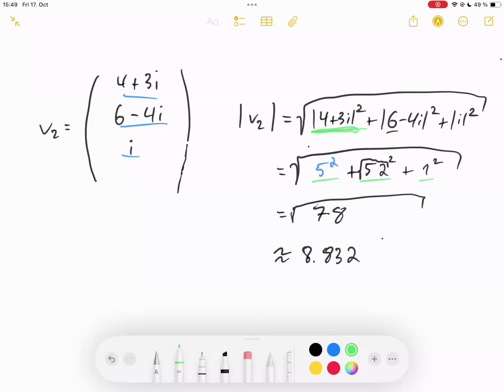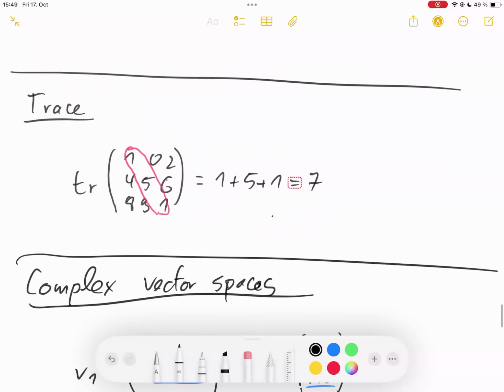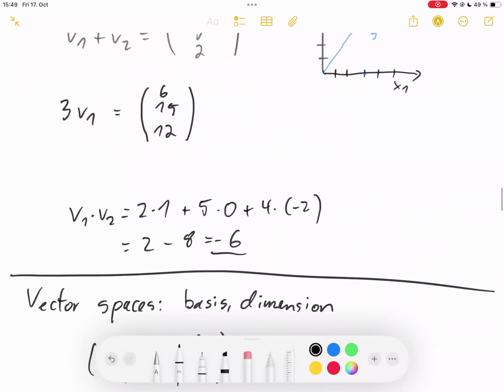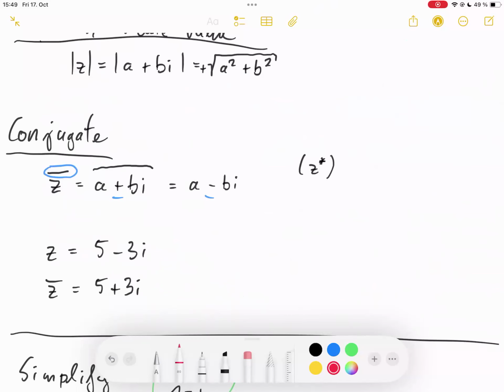Now, we could still try to multiply and transpose and so forth matrices that have complex entries, but we will now look into new concepts in complex vector spaces. And one example that we will see now is the conjugate matrix. Remember, we looked into conjugates of complex numbers earlier today.